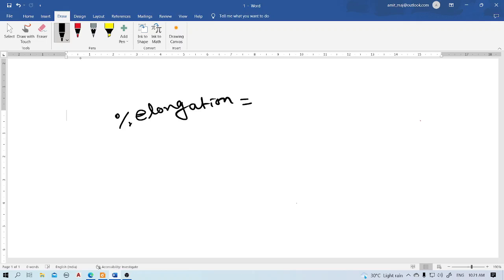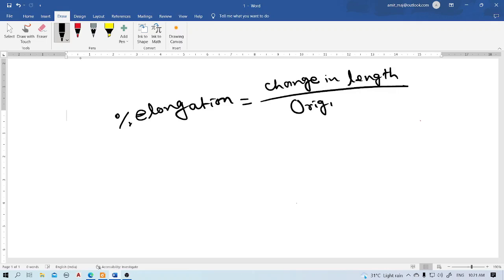It is nothing but change in length by original length of sample material into 100, and that will be called percentage elongation.